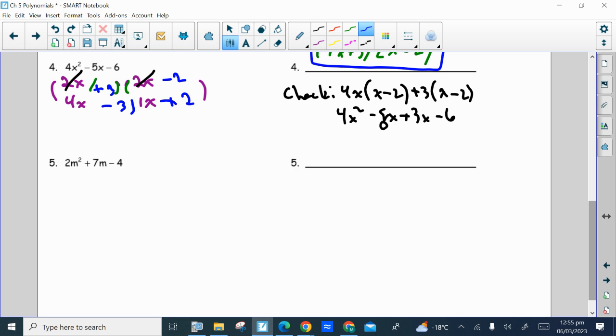Try this next one on your own, and then we'll check it.